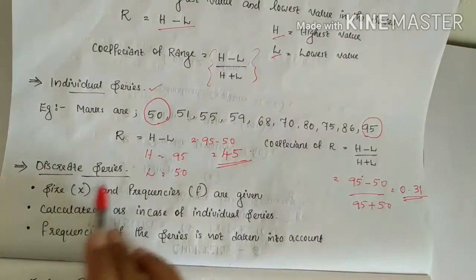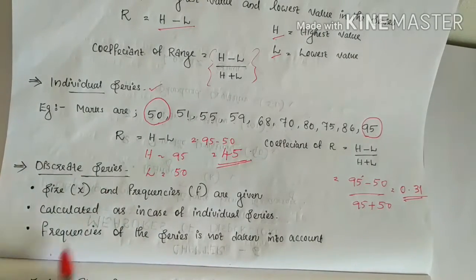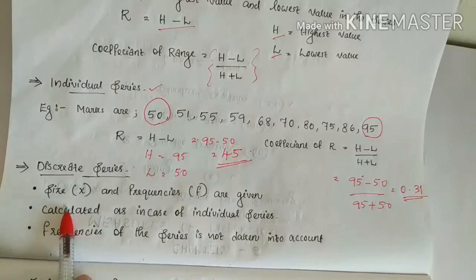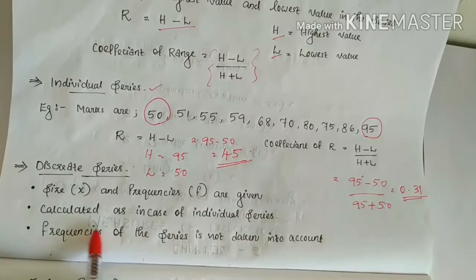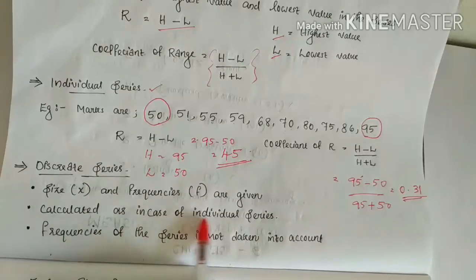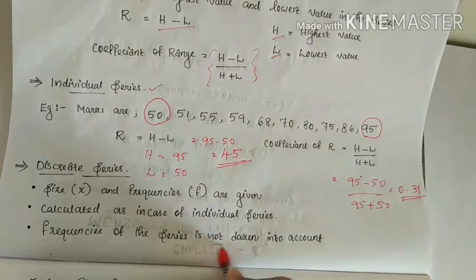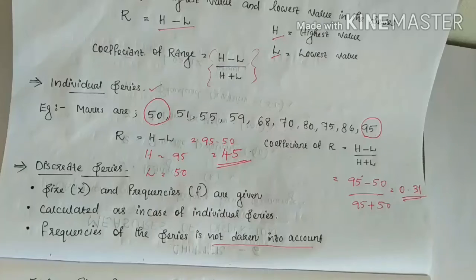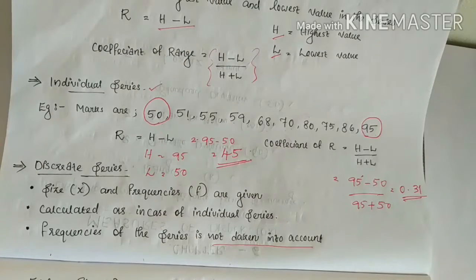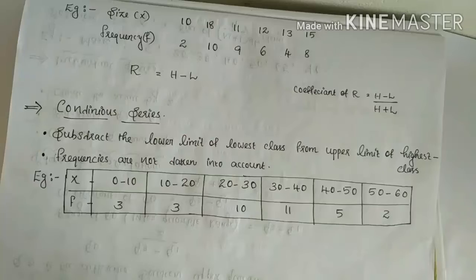Now, how to calculate range in discrete series. The term discrete series means that x values and frequencies are given in a series. The calculation is the same as in the case of individual series, but in this case the frequencies of the series are not taken into account. And we have to work out a problem.